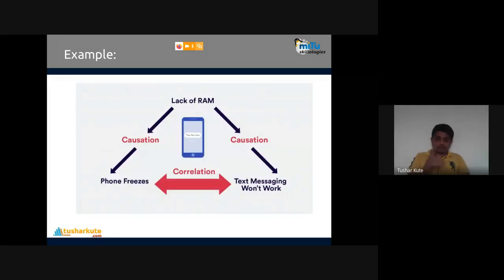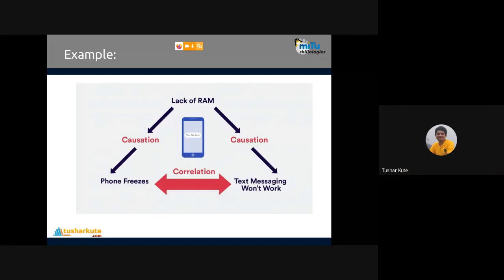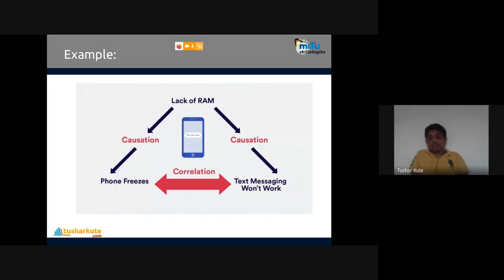See this one. Is it correlation? So causation is something like this. Phone freezes and text messaging won't work. So they are correlated, but causation has a dependency factor, lack of RAM. Because of lack of RAM, the phone is freezing, and because of lack of RAM, text messaging is not working. Why is text messaging not working? My phone is freezing. Why is the phone freezing? Because of lack of RAM. Causation is important to identify.